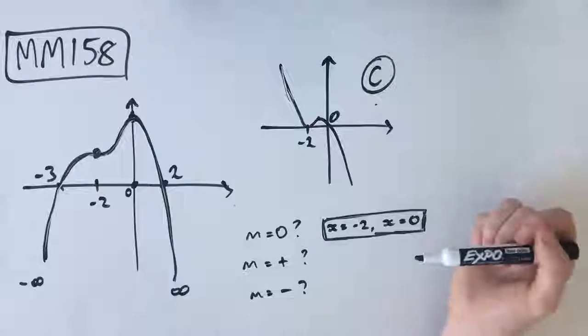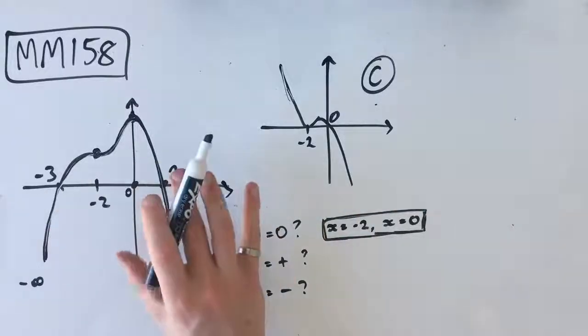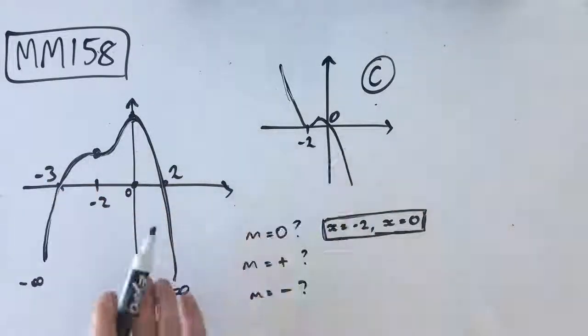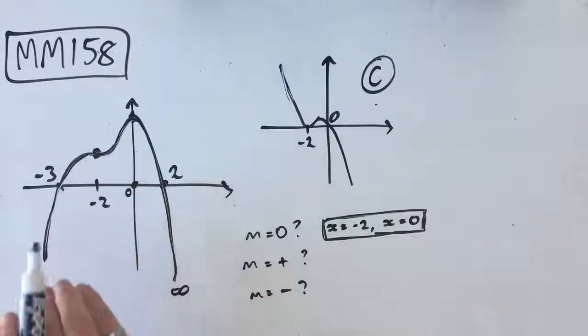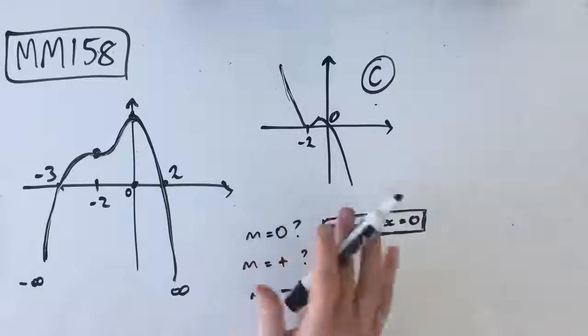But I think that's it for this question. Just do process of elimination. So just work through each component of this graph where the gradient is 0, etc., and just eliminate other possible answers as you go.